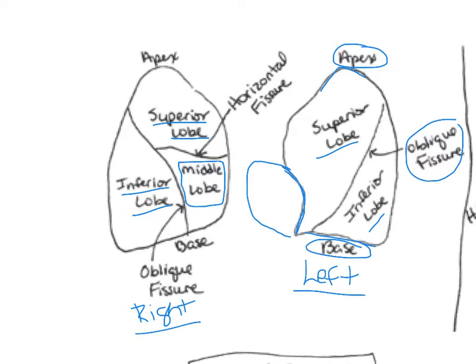On the right lung, there is still the horizontal fissure that's separating the superior lobe from the middle lobe. And then we have an oblique fissure that separates the superior lobe from the inferior and middle lobes, and separates the middle lobe from the inferior lobe.